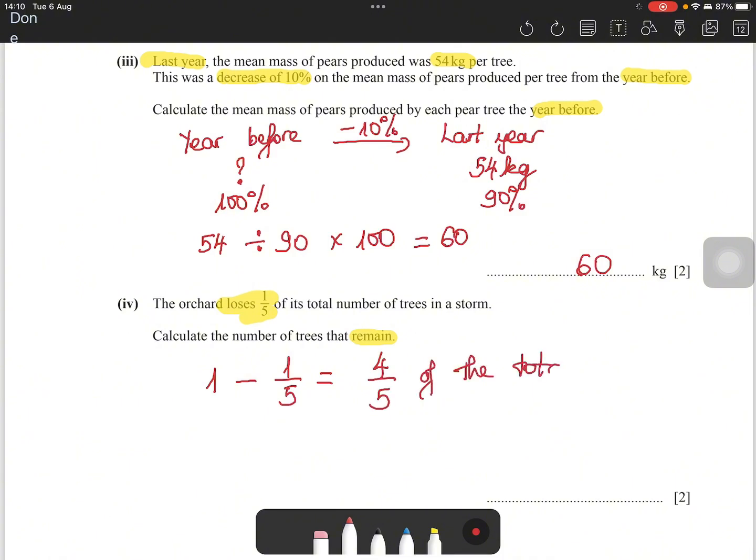And according to question 1, the total number of trees is 1,250. So we multiply this by 4/5 to find the remaining trees. And the answer is 1,000 trees.